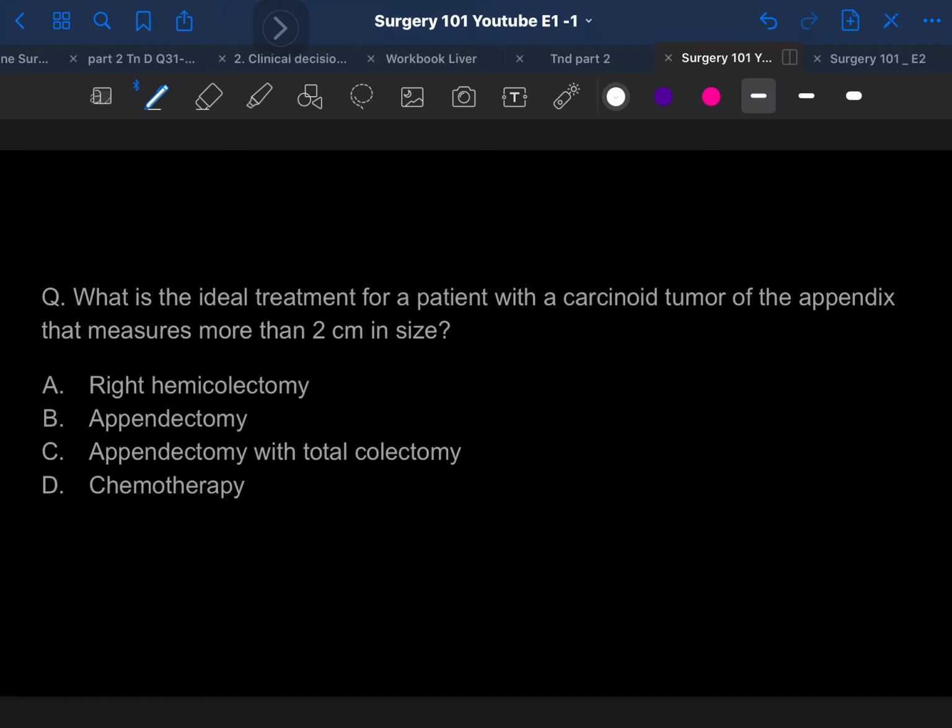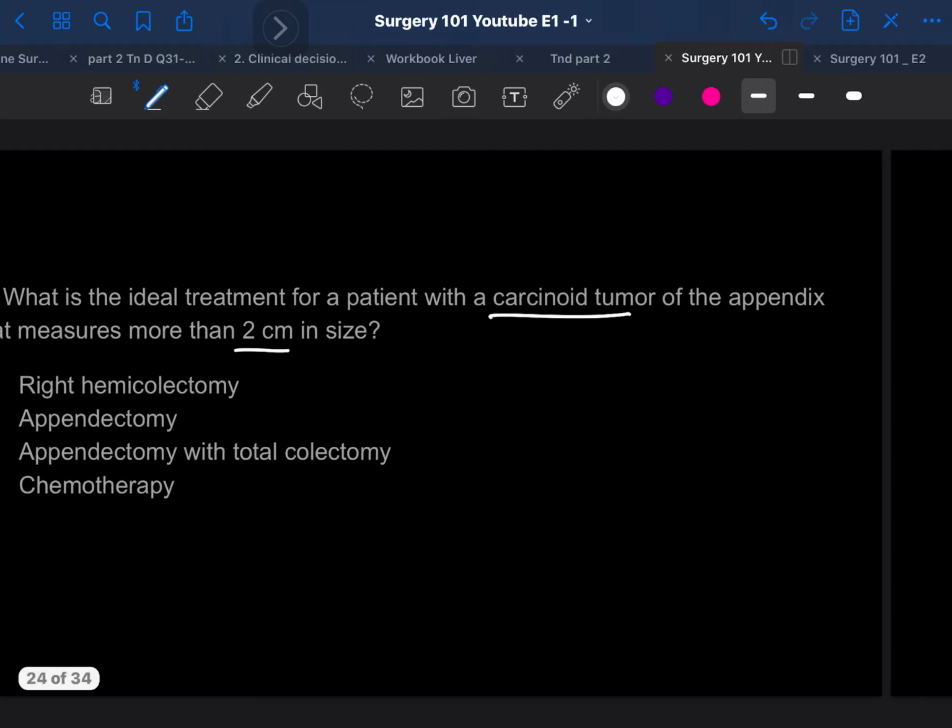Now, the next question which I have is, what is the ideal treatment for a patient with carcinoid tumor of the appendix that is measuring 2 centimeters in size? If there is a carcinoid tumor of the appendix which is 2 centimeters in size, how will you manage this? Will you go in for a right hemicolectomy, appendectomy with a total colectomy, or chemotherapy? So the answer to this particular question is right hemicolectomy.